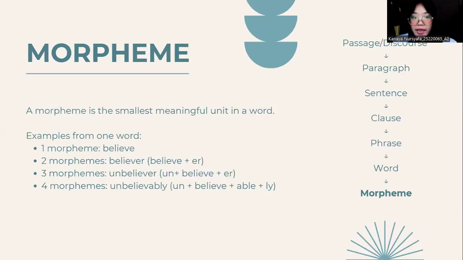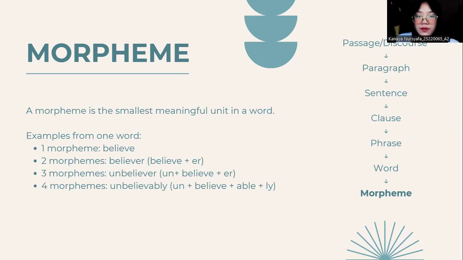Next, I will explain about morpheme. Morpheme is the smallest meaningful unit in a word. In linguistics, the structures start from the largest unit until the smallest unit. There is passage or discourse, and then paragraph, sentence, clause, phrase, word, and finally morpheme. So, morpheme becomes the smallest part that still has meaning.